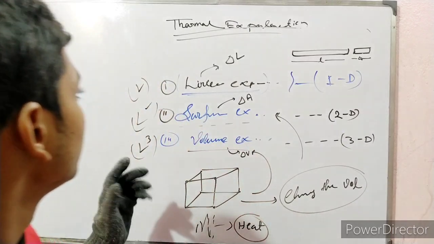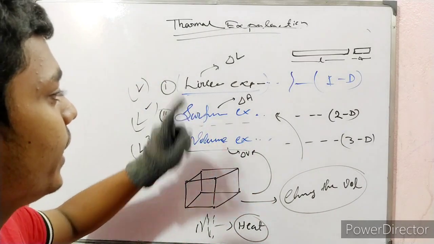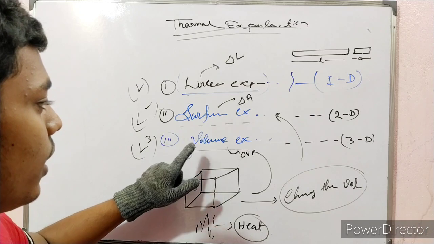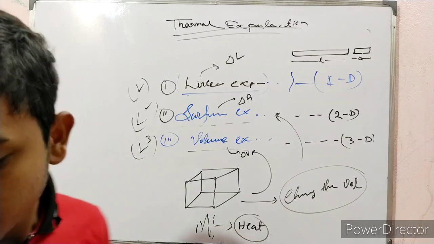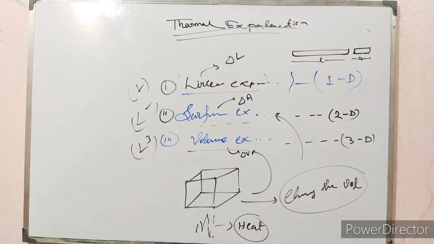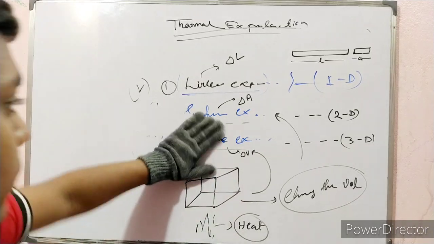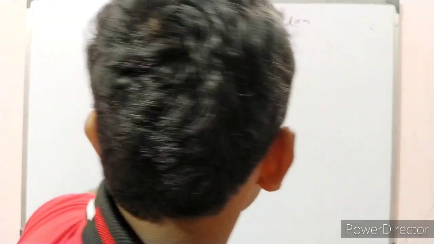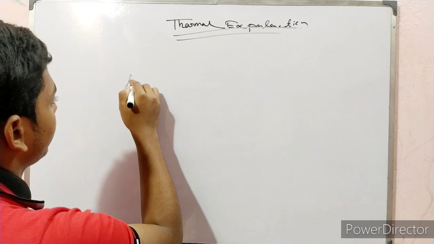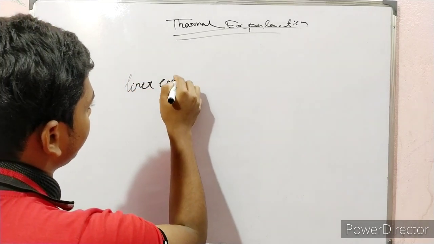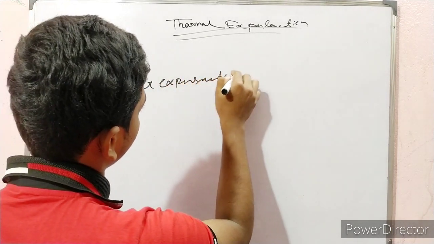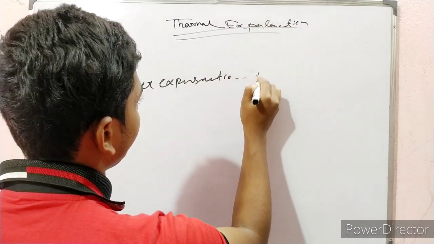Now we're going to see the coefficient of linear expansion, surface expansion, and volume expansion. Now we're going to see how we can measure the linear expansion. I hope you have noted it down. Now, linear expansion.